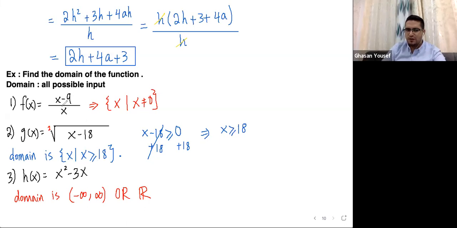For the first one, I can plug any number except 0. It cannot be 0 inside the denominator because any number over 0 is undefined. For the last one, the third one, I can plug positives, negatives and 0, so the domain will be all real numbers.